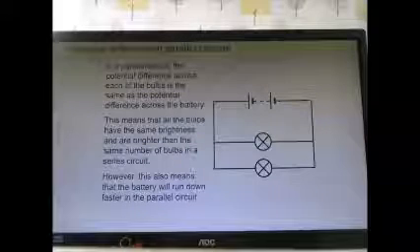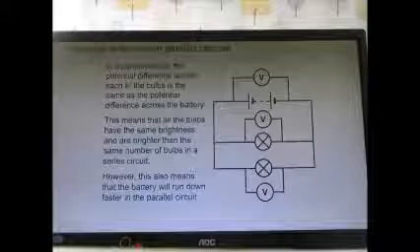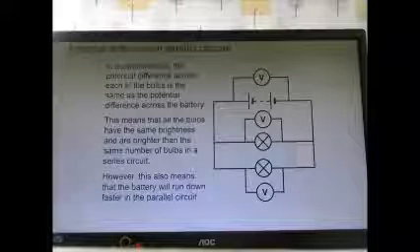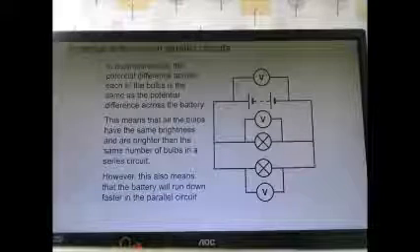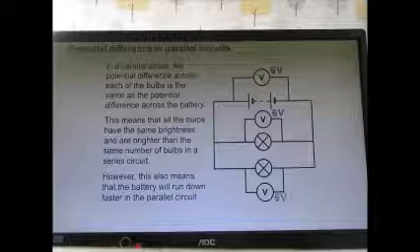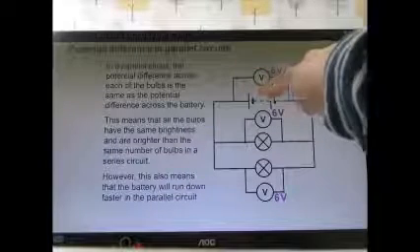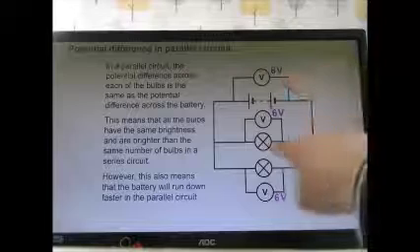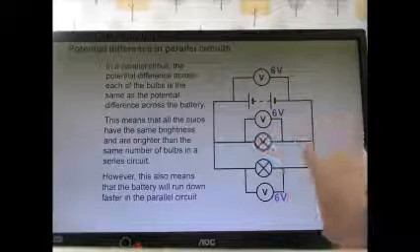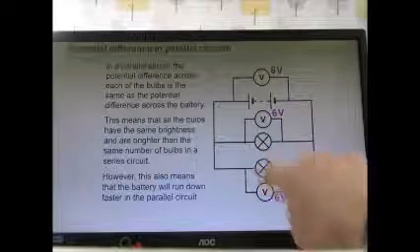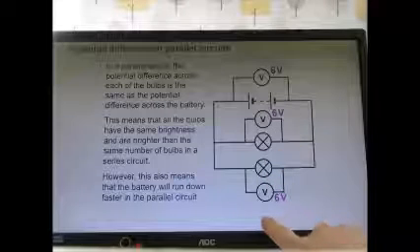Voltage is different in a parallel circuit. Each branch will take off the same voltage as what's available in the battery. So in this case, I've got 6 volts available in my battery here. The first branch will take off 6 volts. The second branch will also take off 6 volts. If I had a third branch, that would also take off 6 volts.